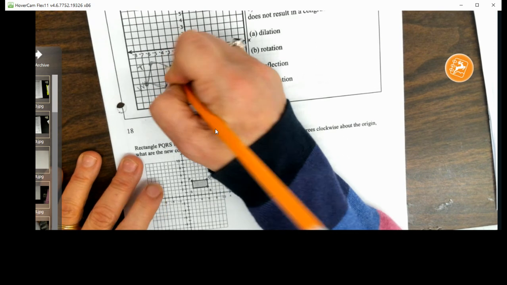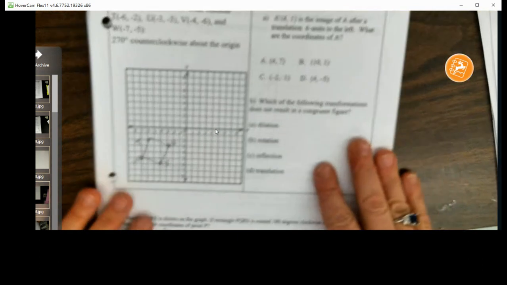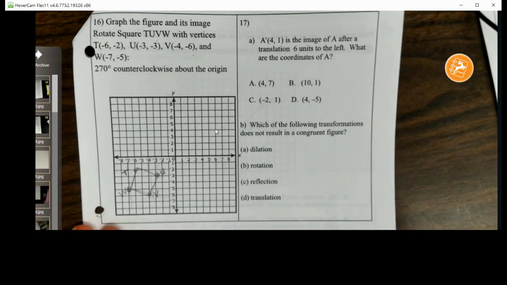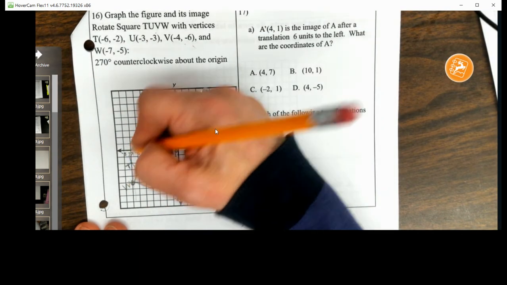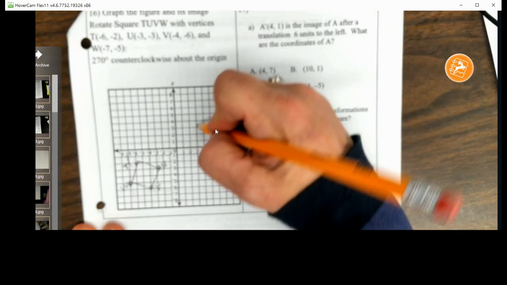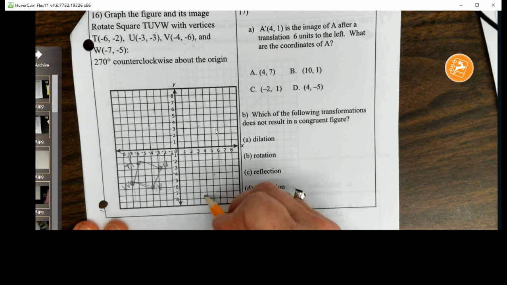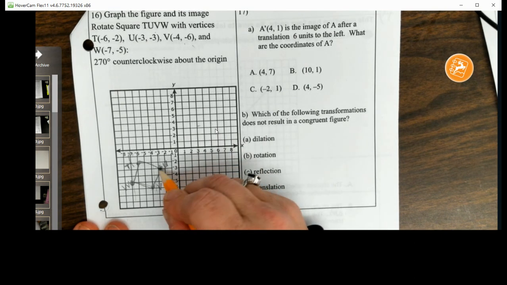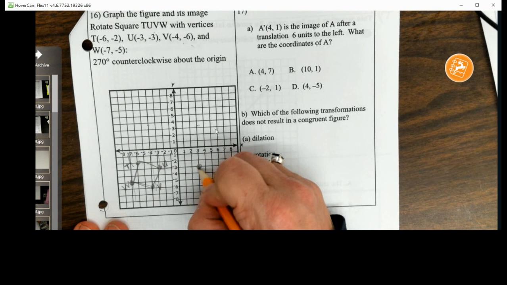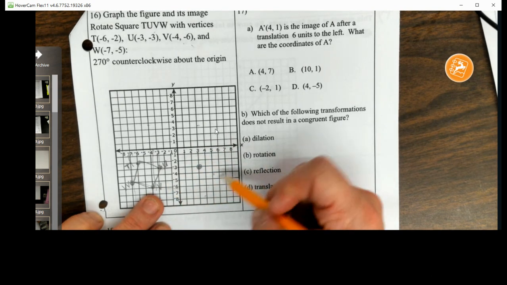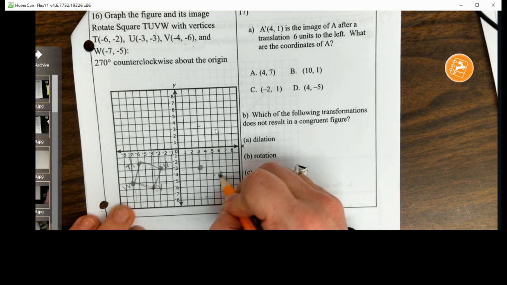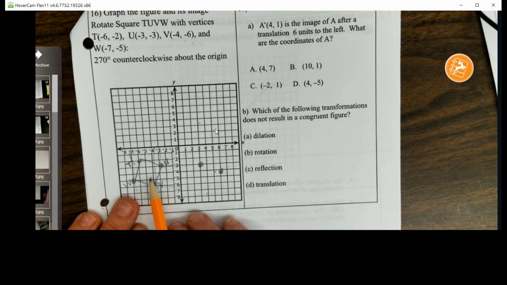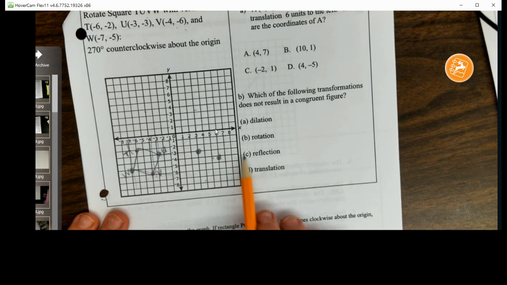We want a 270 counterclockwise rotation. So that means we're going this way: 90, 180, 270. We're going to end up in this quadrant. For me to do it, I'm just looking. This is negative 3, negative 3, so it's going to be over here. I'm going to end up with 6, negative 4 over here. You could use tracing paper, or I'm thinking of the numbers and flipping them once I know the quadrants.